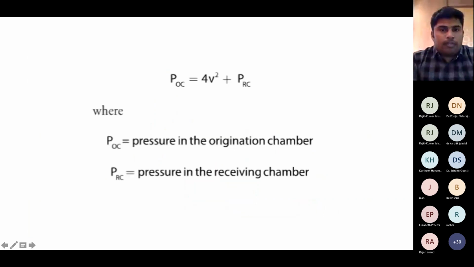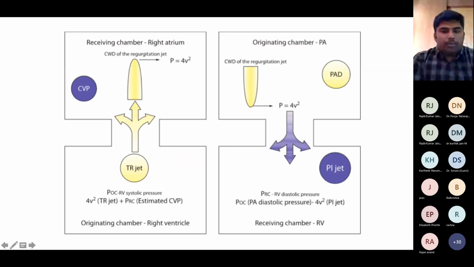Whenever there is a shunt between two chambers, the velocity difference between these two chambers can help us determine the pressure difference between them. In a situation where there is tricuspid regurgitation, the jet starts from the right ventricle, which is the originating chamber, and reaches the right atrium, which is the receiving chamber. Here it is possible to interrogate the tricuspid regurgitation jet by continuous wave Doppler in a midesophageal modified bicaval view or a four-chamber view.